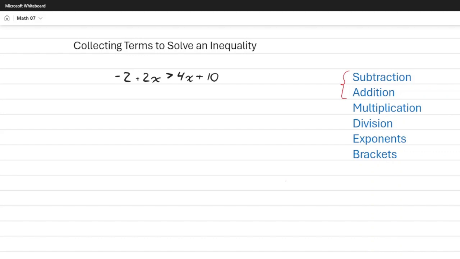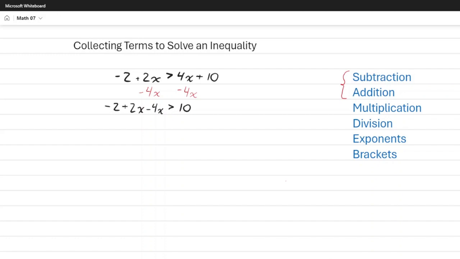With this inequality, you can see we have two terms with a variable on them, the plus 2x on one side and 4x on the other. What we're going to do is get those on the same side, and we'll put them on the left side. In order to do that, we need to subtract 4x from both sides. The next step is negative 2 plus 2x minus 4x is greater than 10.